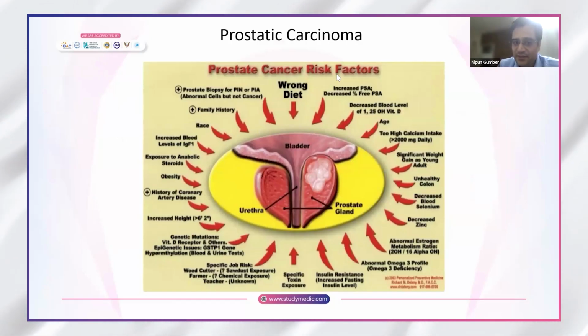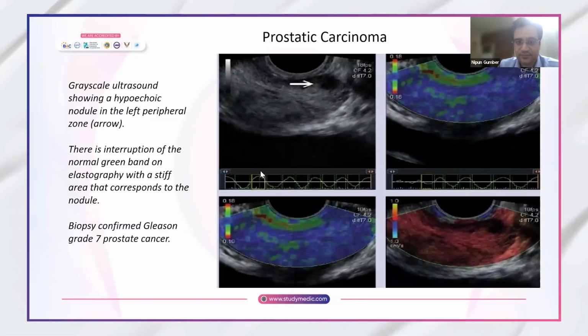These are some of the risk factors which are linked to prostate cancer. For example, wrong diet, increased PSA, decreased blood flow, age, too high calcium intake, significant weight gain, unhealthy colon, decreased blood selenium, decreased zinc, abnormal omega-3, insulin resistance, race, family history, increased blood levels of IGF-1, exposure to anabolic steroids, increased height, genetic mutations.